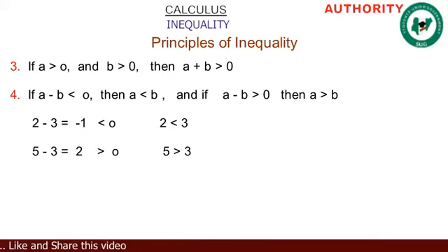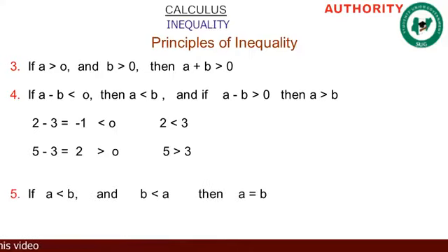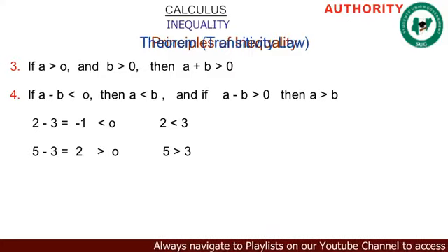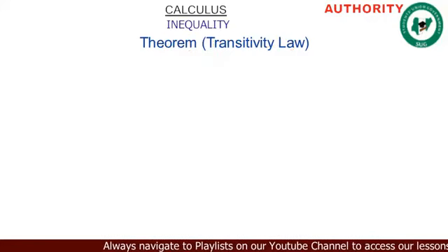Number 5 said that if A is less than B and B is less than A, that means that A is equal to B. Now let's take the last section.